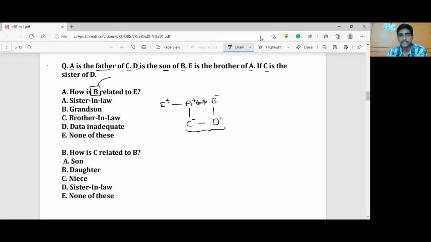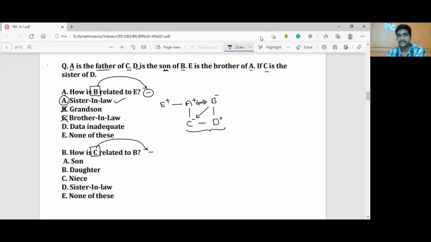As this question depends on the gender of B, and B is a female, obviously we can eliminate the male options here. The male options are grandson and brother-in-law. Now as B is a female, E's brother is A, brother's wife is B. Brother's wife will be sister-in-law. The answer is sister-in-law.